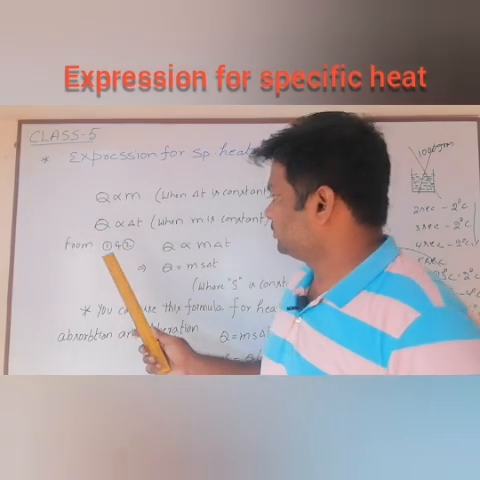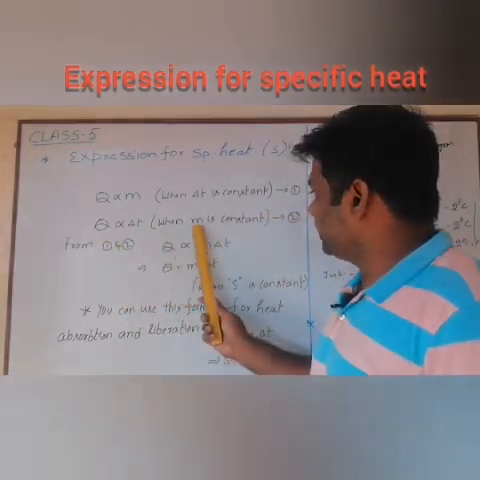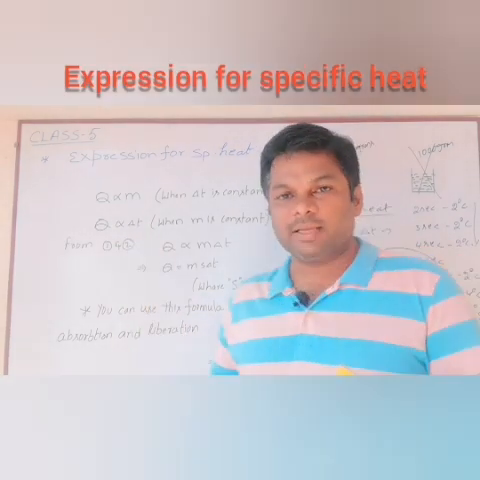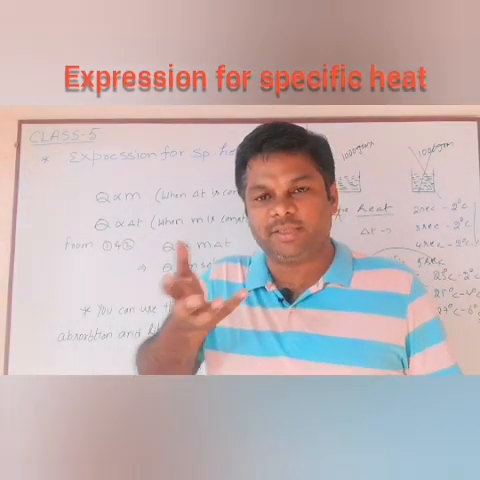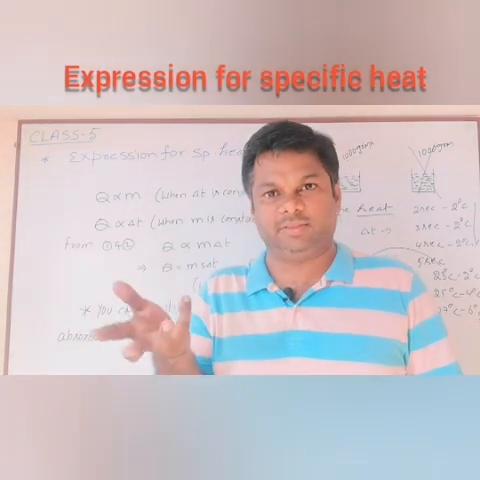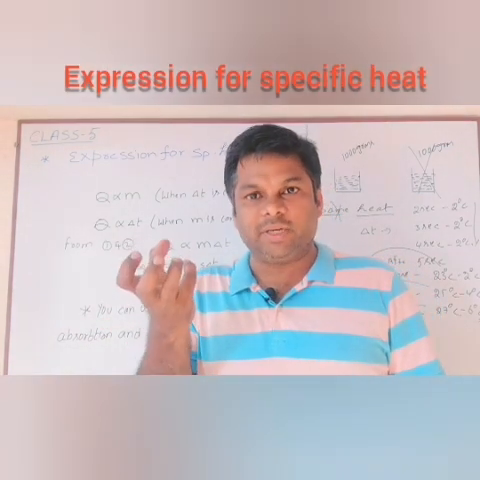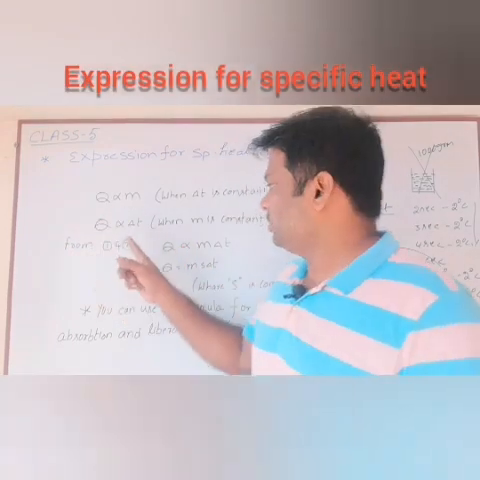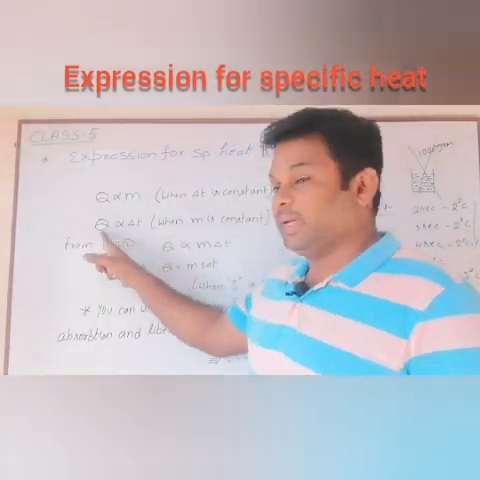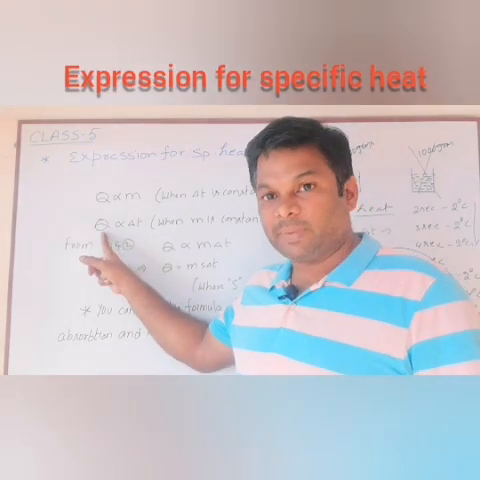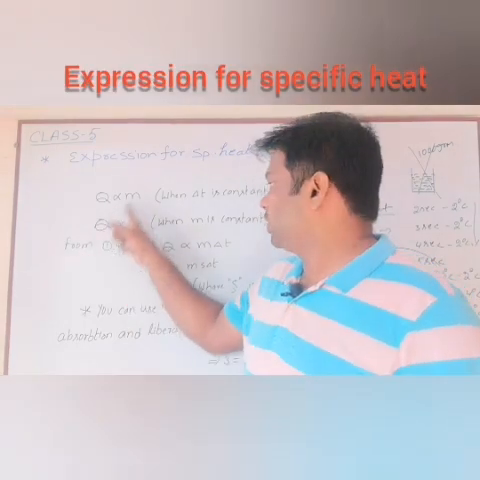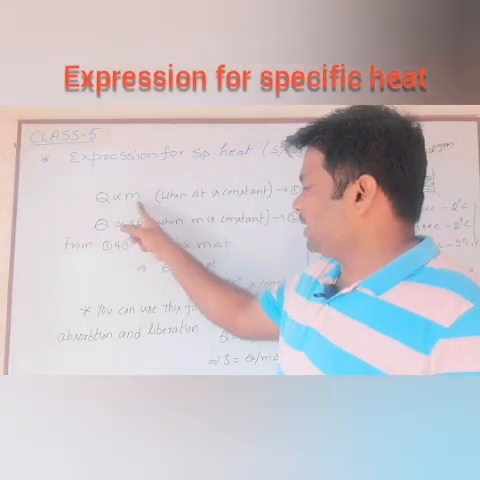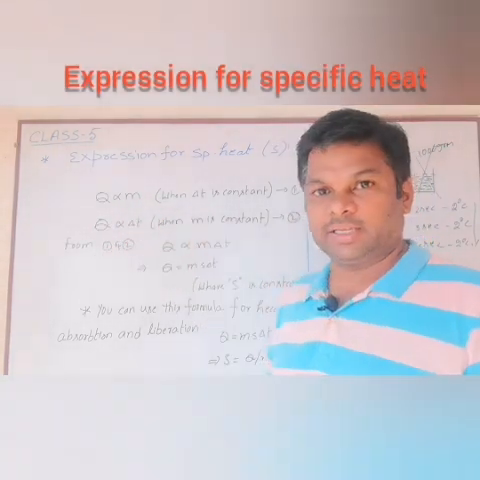Observe here, for constant mass, when m is constant, q is directly proportional to rise in temperature. As the amount of heat energy increases and increases, the rise in temperature also increases and increases. So rise in temperature is also directly proportional to heat supplied to the system. So we got two equations, 1 and 2, that q is directly proportional to mass, q is directly proportional to delta T.